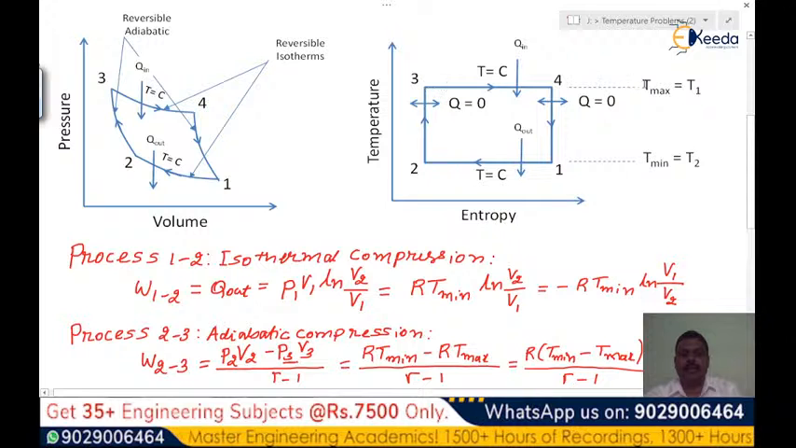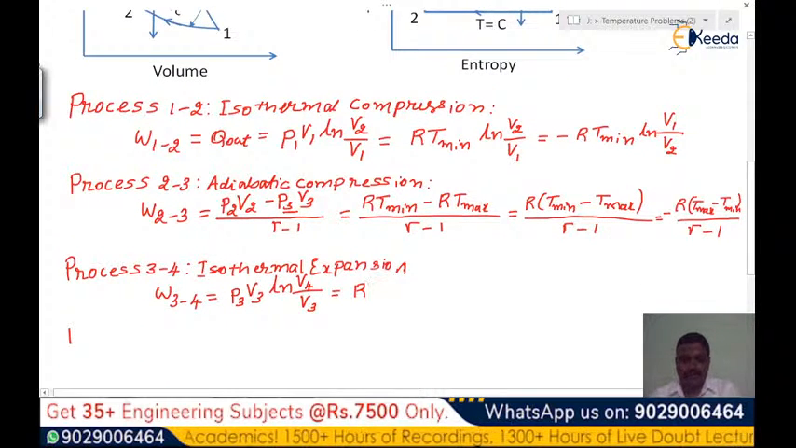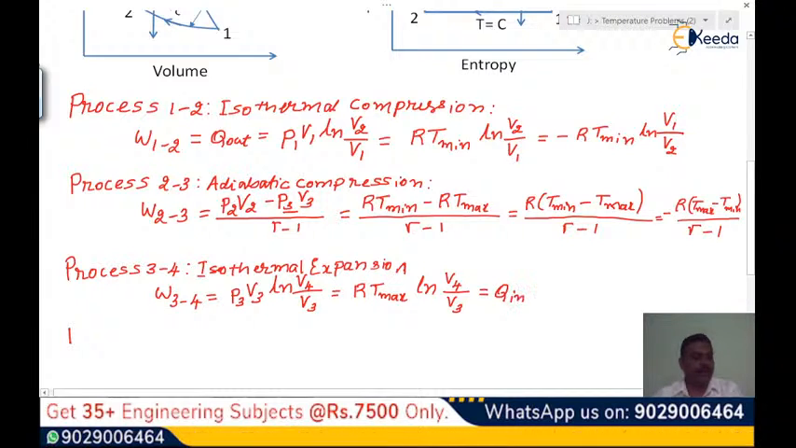T at 3 is T max. So let us write this as R into T max ln V4 by V3. So this is the work involved during this process 3 to 4, and that is equal to heat that is supplied during this process.